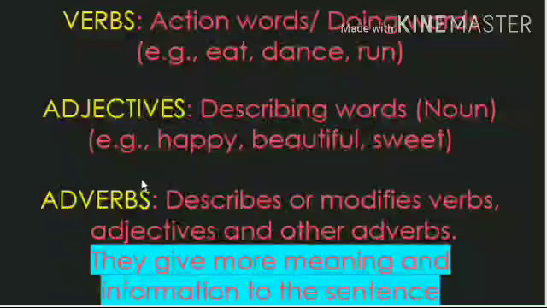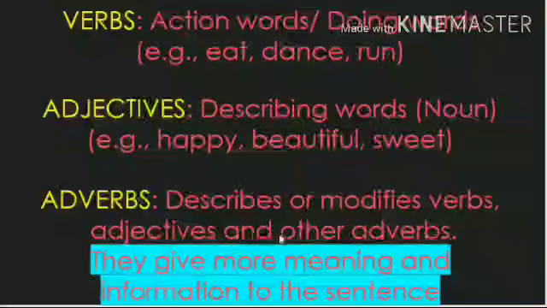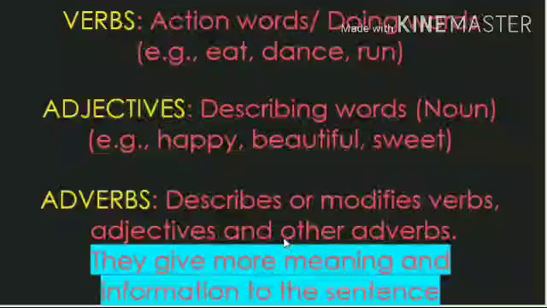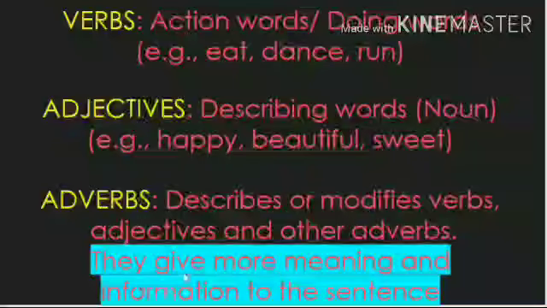Now, what are adverbs? Adverbs describe or modify verbs, adjectives and other adverbs. So, adverbs are also describing words, but unlike adjectives, they do not describe nouns. They describe or modify verbs, adjectives and other adverbs. They give more meaning and information to the sentence.